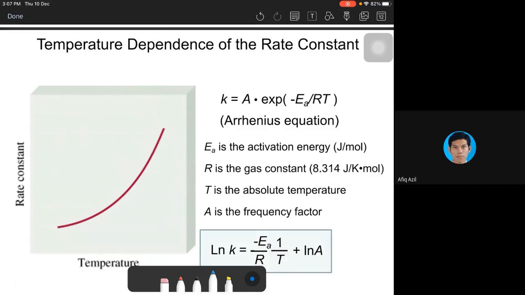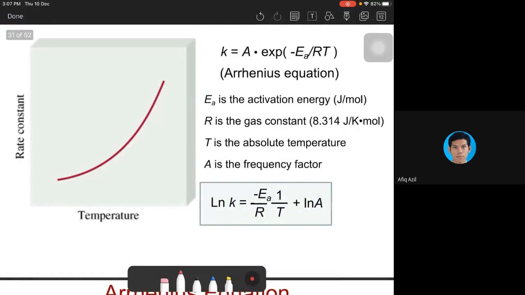Okay, another equation you need to know is given by k equal to A times exponent negative Ea over RT, which is then converted because here we have exponent. So we change the value to natural ln, or natural log. Okay, ln k equal to negative Ea over RT plus ln A, where Ea is the activation energy for the reaction.